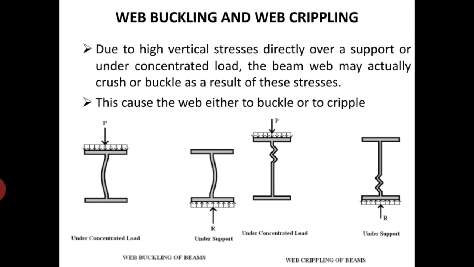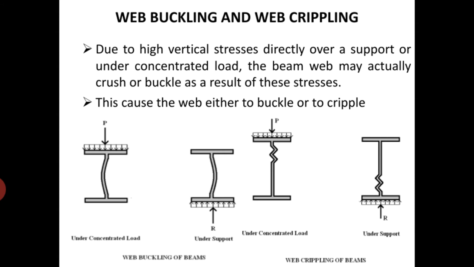But if you take built up sections or built up beams having greater ratios of depth to thickness of the web, the failure by vertical buckling may be more. So in those cases the failure by vertical buckling will be more probable than the failure by web crippling.